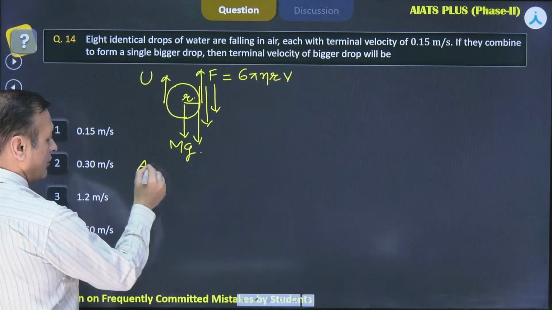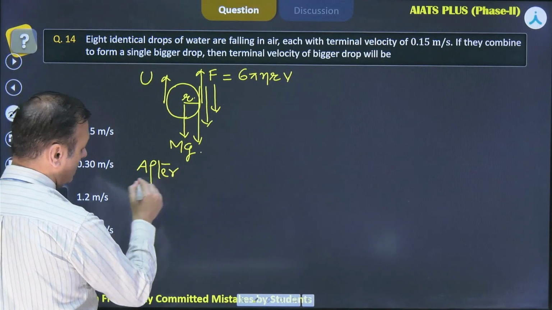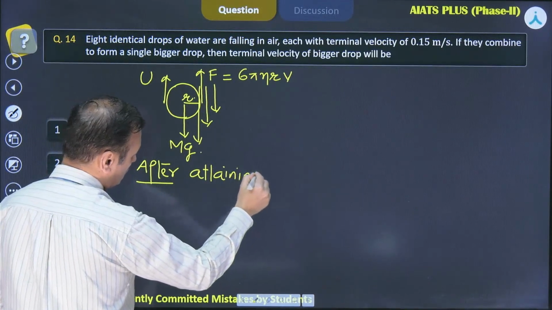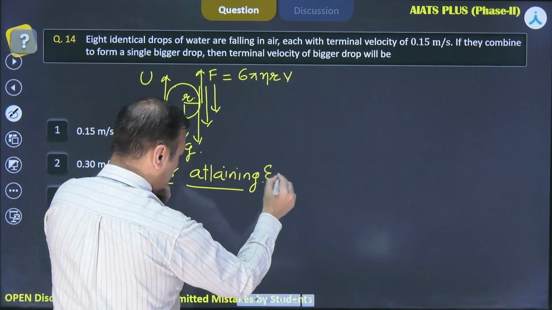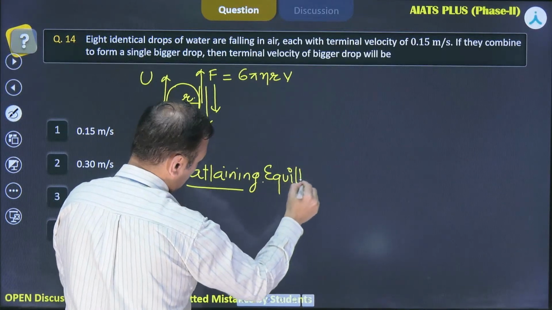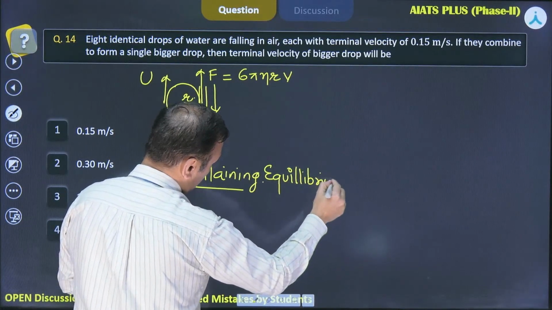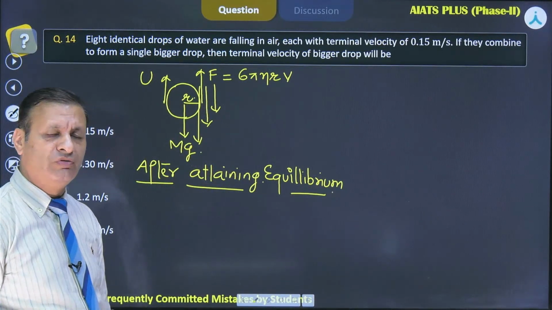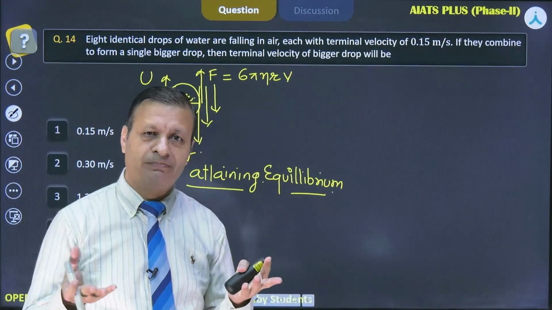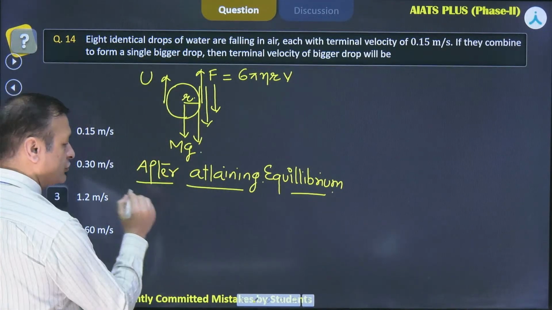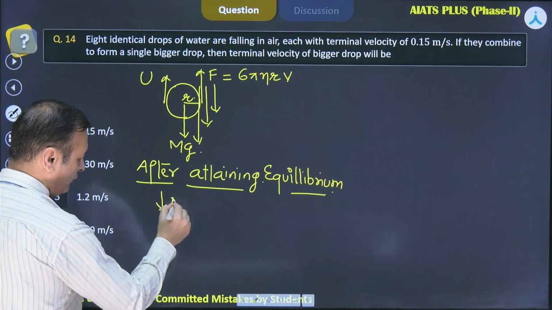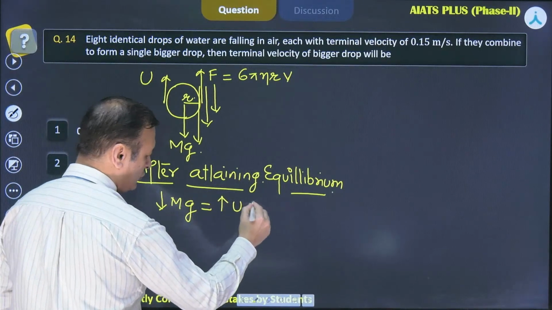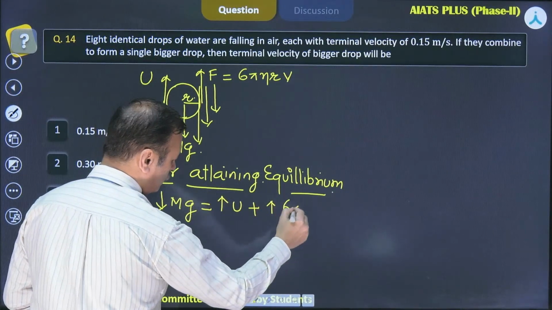Now, this is very important. After attaining equilibrium, so once you attain equilibrium, first of all, what do you mean by equilibrium? Equilibrium means net force is 0. It means net downward force mg is being balanced by these two net upward forces.